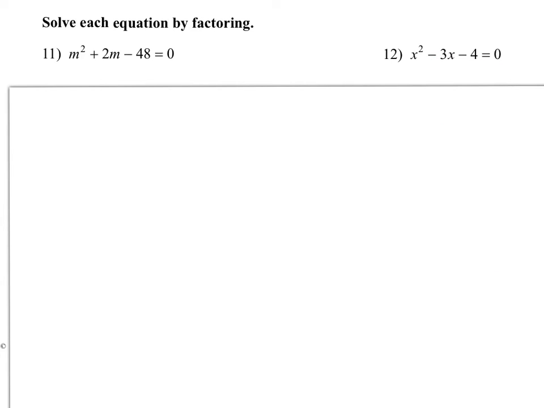All right, next up, number 12, we need to solve this by factoring. So I'm going to go ahead and do my x here, and I got negative 4 on top and negative 3 on bottom. So that's going to give me negative 4 and 1. I don't need to do the grouping here because we just have x squared out front, so I can just do x minus 4 times x plus 1 equals 0.